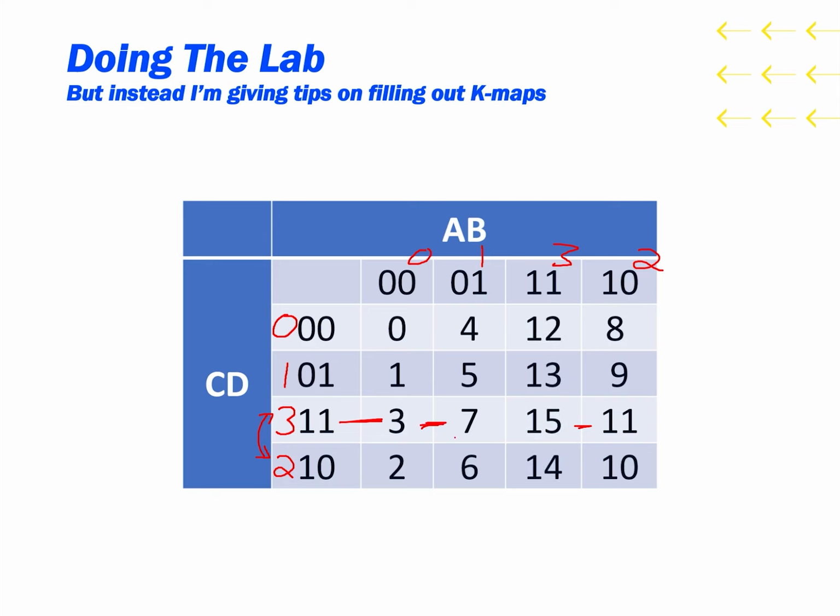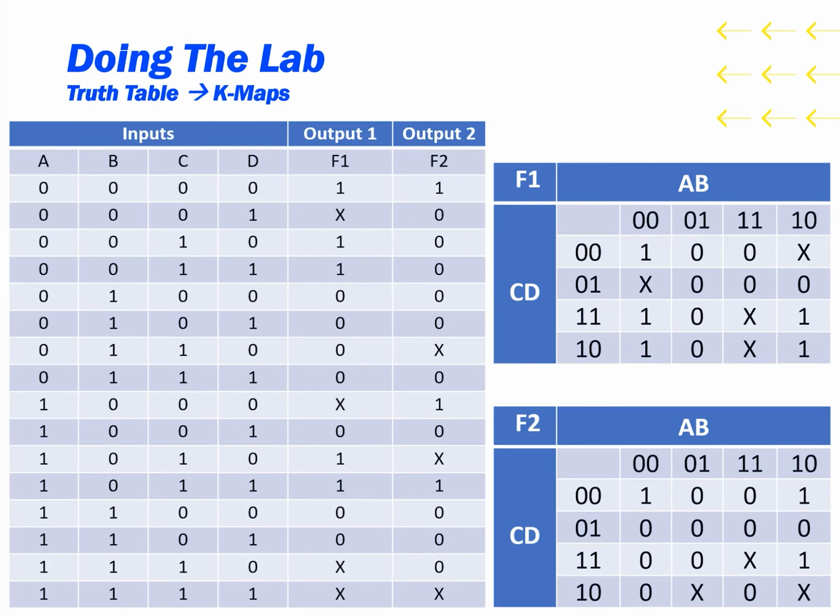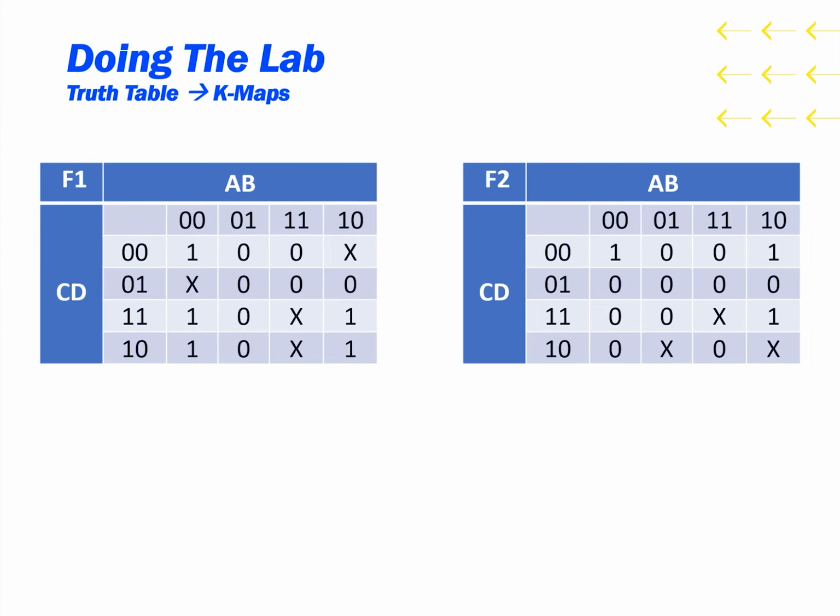If you memorize where to do the skips, you can read much faster off the truth table without having to find the column and then the row to put in the value. Now that you're an expert in filling out the K-map from the truth table, it should be no problem to get this. And now we can start doing our reductions.